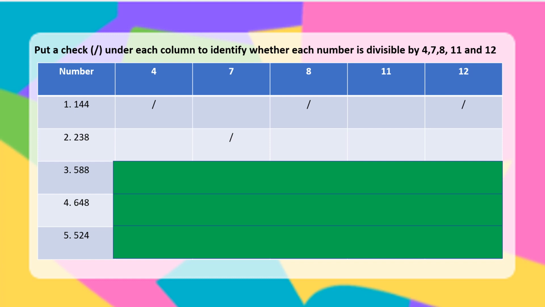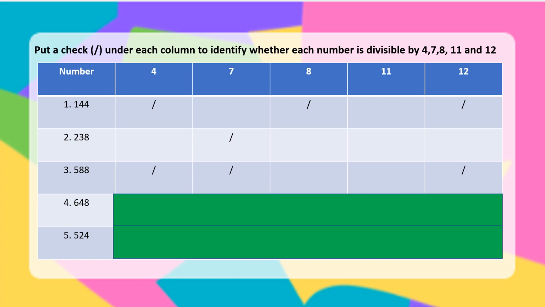Okay, let's proceed to number 3, 588. By looking at the last two digits, which are 88, it is divisible by 4. Then, how about 7? The last digit is 8. By doubling it, it will become 16. And subtract it to the remaining digit, which is 58 minus 16 will give you 42. 42 divided by 7 is 6. So, it means that it is divisible by 7. How about 8? 588 divided by 8 is not an exact number. So, it means that it is not divisible by 8.